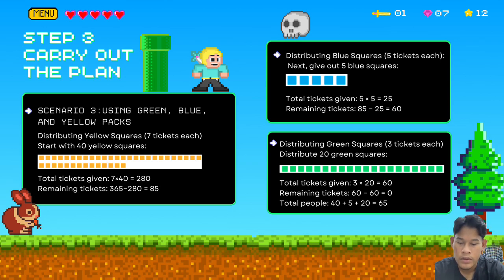And lastly, we use the green squares. By the remaining tickets, we can get 20 green squares, where each square has 3 tickets. So the total tickets given is 60, because 3 multiplied by 20 equals 60, and we got the remaining tickets is 0. So total people for this scenario is 40 plus 5 plus 20 equals 65.